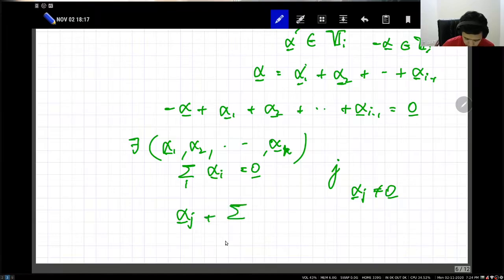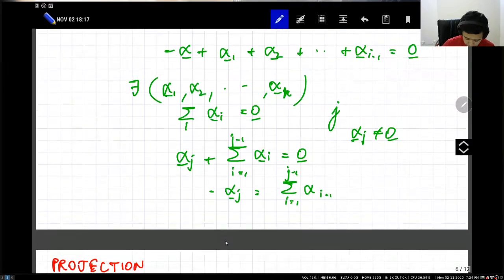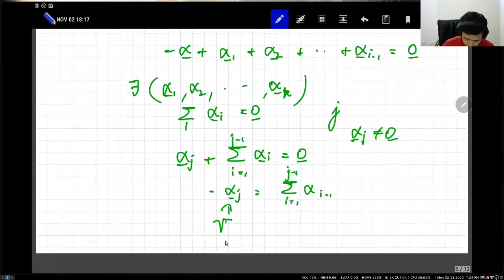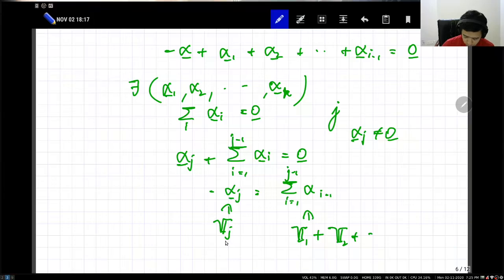So since alpha j is not equal to 0, you can write alpha j plus the sum over i going from 1 through j minus 1 of alpha i is equal to 0, or minus alpha j is equal to the sum over i going from 1 through j minus 1 of alpha i. So the left hand side is an element from Vj, whereas the right hand side is an element from V1 plus V2 and so on, all the way up to Vj minus 1, right?